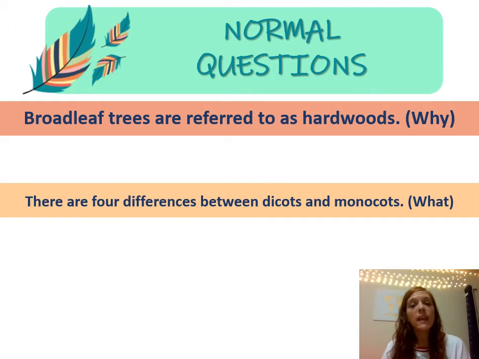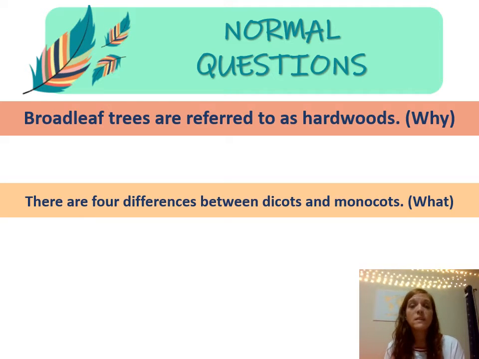So like, take for instance the very first example. Broadleaf trees are referred to as hardwoods. How are we going to change that sentence into a question using the question word that you see up there? Why? Okay, so like I said, the first thing that you need to remember about normal questions is that they start with question words. The second thing that you need to remember about normal questions is that they probably have to invert the order of the sentence. Most likely they have to invert the order of the sentence.